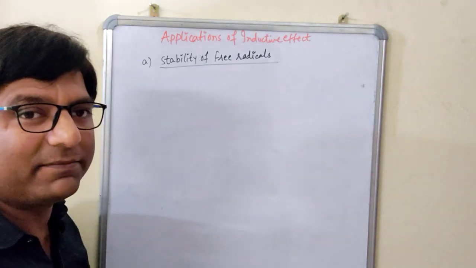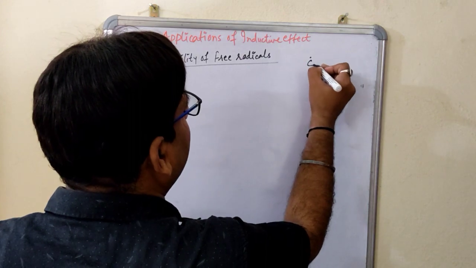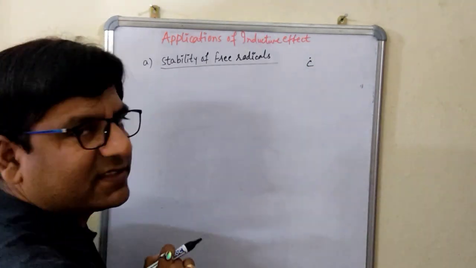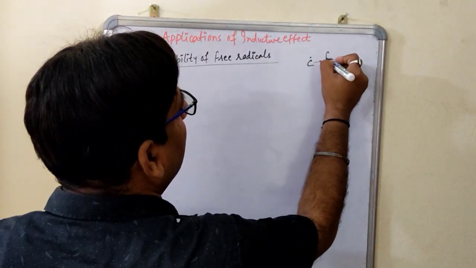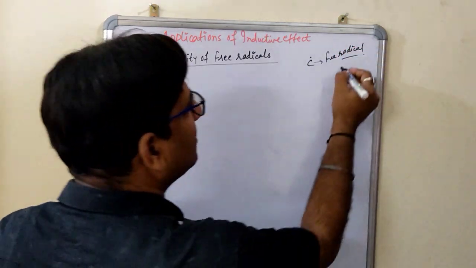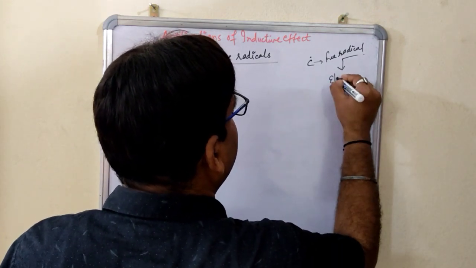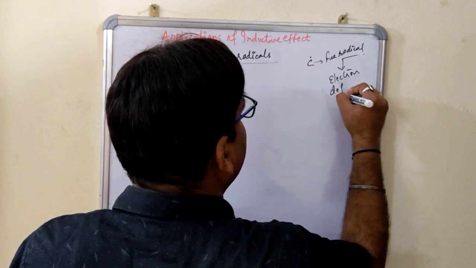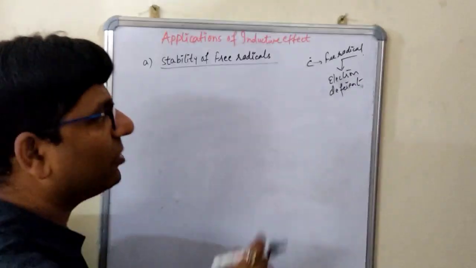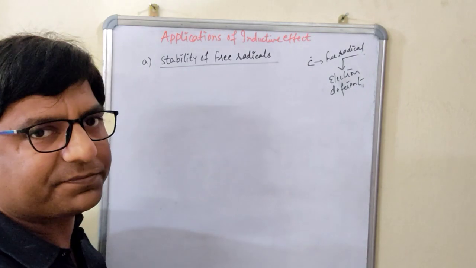Now, as I told you at the start of this topic, free radicals means the carbon carries 1 electron, an unpaired electron. So this 1 electron is there, and that is known as a free radical. This is also electron deficient. It also needs an electron to get itself stabilized.